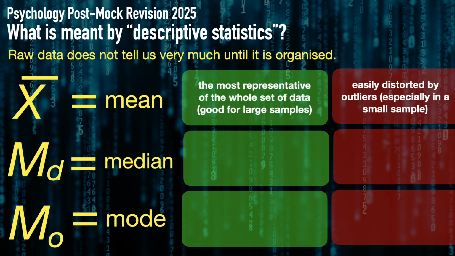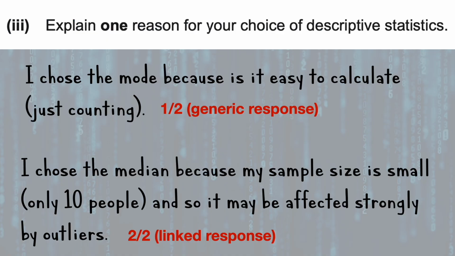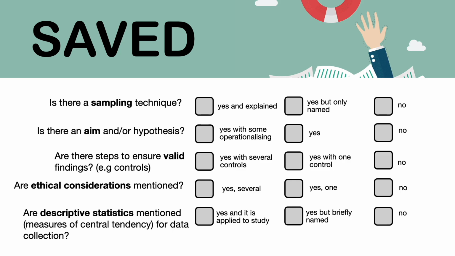So the mean is the most representative of a large sample, but it could be easily distorted. The median is unaffected by outliers, but not all the scores are represented in the median, and the mode is unaffected by outliers, but it might be useless because there might be several modes. It could be bimodal or trimodal. Be aware that descriptive statistics may be asked about more specifically in one of the later questions, as we saw on a past paper where they said explain one reason for your choice of descriptive statistics. But the main thing I really want to accomplish with this video is this acronym, okay? Learn it, love it, use it, and let me know if it was helpful.